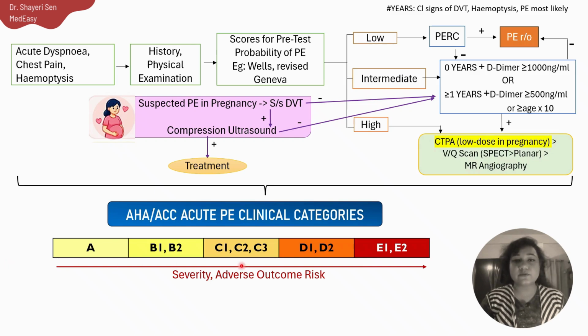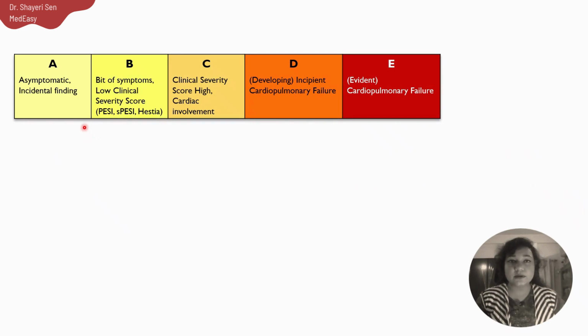And as you go from left to right, the severity increases as well as the adverse outcome risk also increases. So let's come to the categories one by one. Category A stands for asymptomatic. These patients were undergoing some investigation for some other disease, and there could have been an incidental finding that the patient also has PE. So these patients are category A.